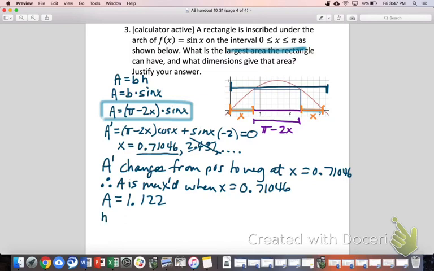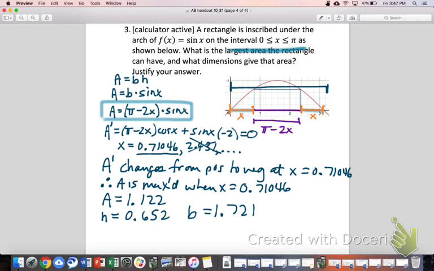And it does also ask for the dimensions. So we know that the height is equal to sine of x. So if we use our calculators to find the height, we get sine of 0.71046274. So I get a height of 0.652 approximately. And that would also mean we can figure out the base. The base is pi minus 2x. So that would be pi minus 2 times that x value again. And I got 1.72 approximately. So 1.72, I guess if we round to 3 decimals, 1.721.